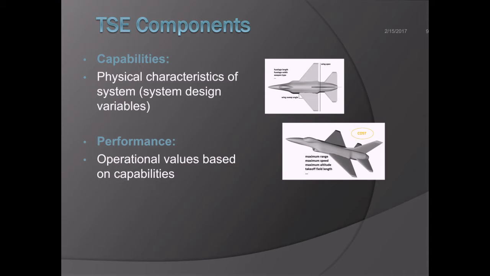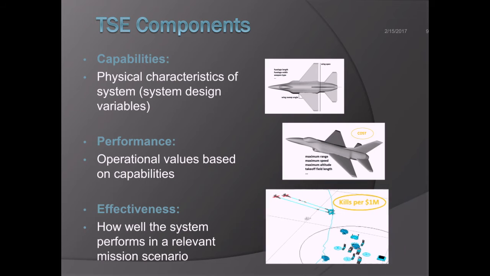Now once we have the design variables, what we can do is take the combinations of those in some type of a model, and we can figure out what performance measures we can generate from each one of the combinations of the physical characteristics of the system. So performance is going to give us operational values that are based on those physical characteristics. So again, for an aircraft example, what we would be looking at are things like, given a particular set of design variable values, how fast will this aircraft fly? What's the maximum altitude it can reach? What's its maximum range? Those would be our performance values that we're looking at.